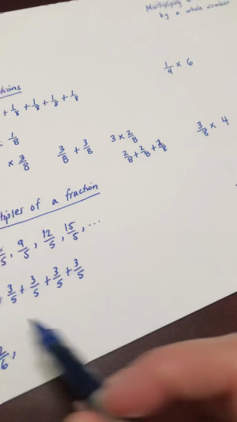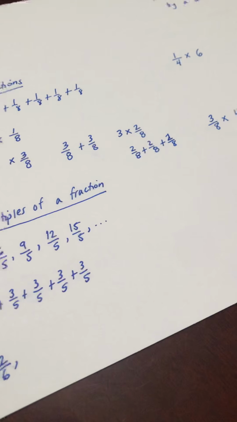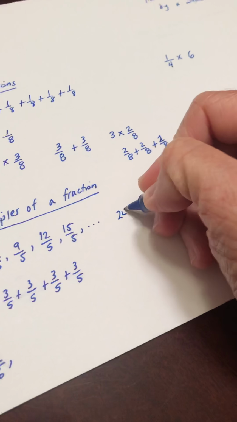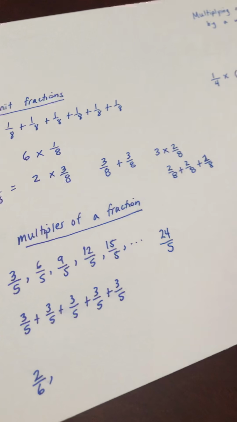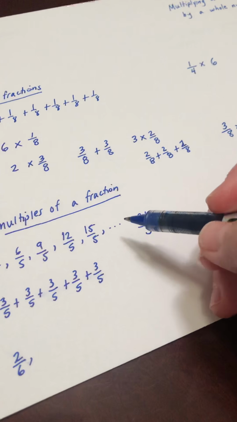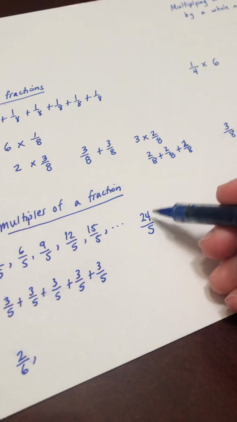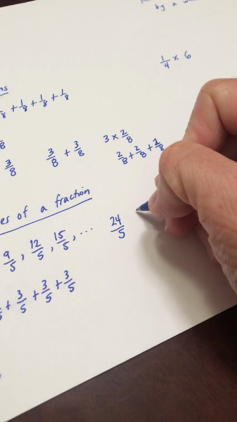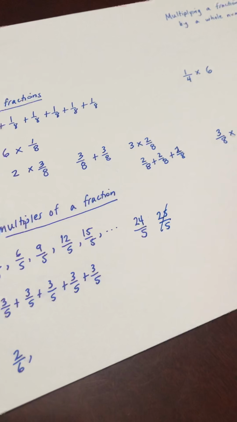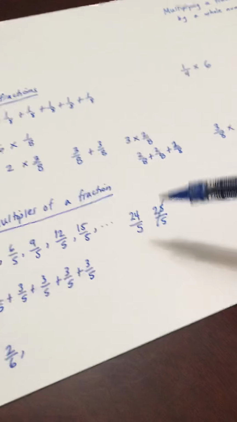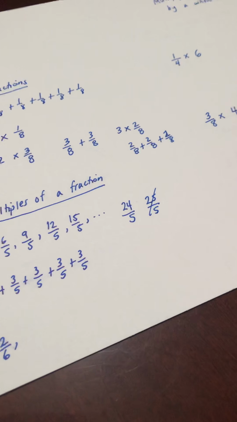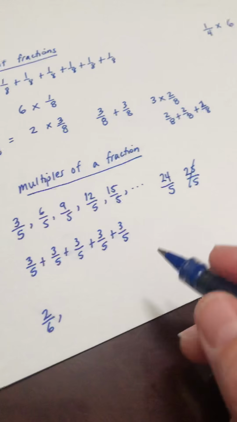So we would look at what numbers could be multiples of 3/5 and what numbers could not be multiples. So 24/5 could be a multiple of 3/5 because I could multiply 8 times 3/5 to equal 24. Something like 25/5 would not be a multiple because there's no way I'm going to multiply 3 or skip count 3's and end up with 25. Here's another example, 2/6.